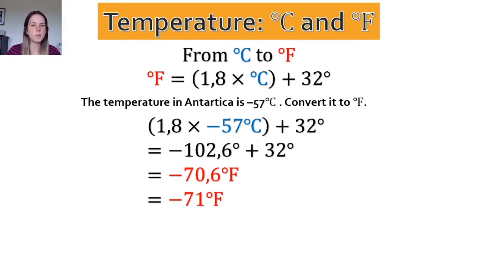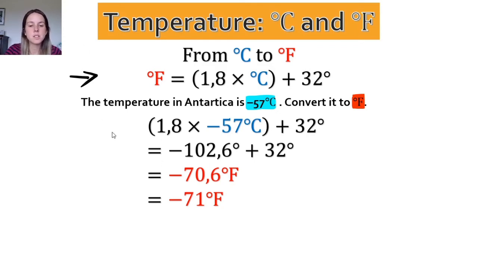Let's look at the first example. The temperature in Antarctica is negative 57 degrees Celsius. Convert it to Fahrenheit. So we have our unit in Celsius and we want it in Fahrenheit. Now the first thing you do is you write the conversion equation without anything in, just as is, because I want to see the formula. I want to see what you're working from. In some cases you even get a mark for just writing that.